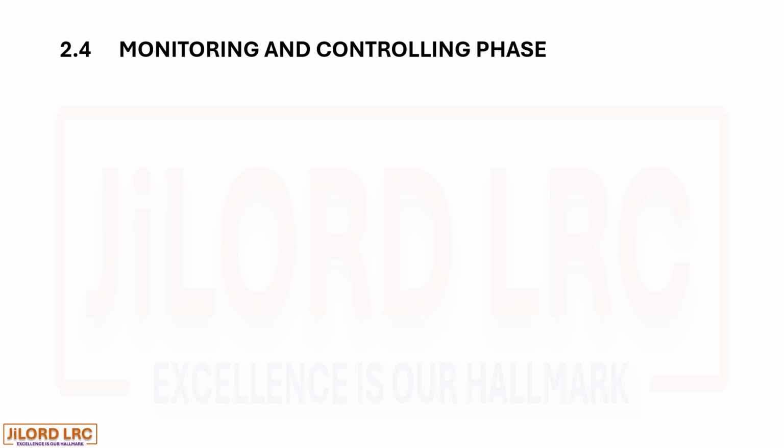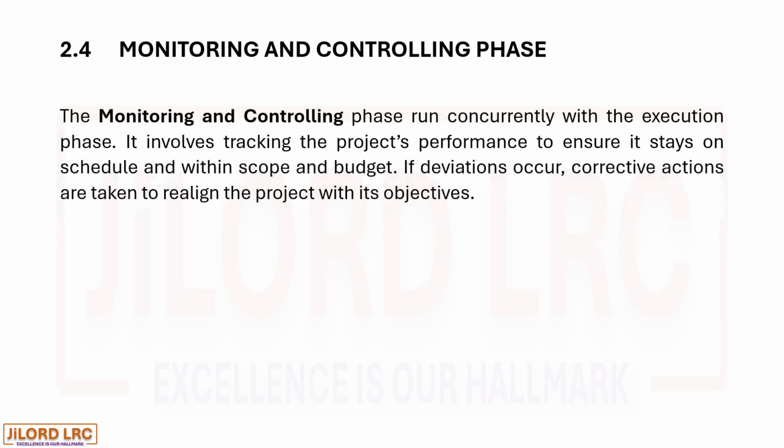Monitoring and controlling phase. The monitoring and controlling phase runs concurrently with the execution phase. It involves tracking the project's performance to ensure it stays on schedule and within scope and budget. If deviations occur, corrective actions are taken to realign the project with its objectives.